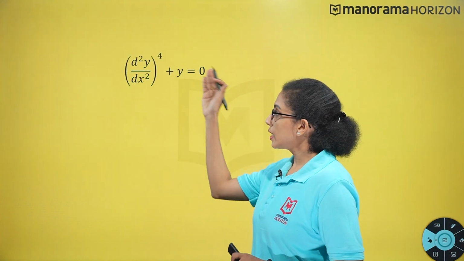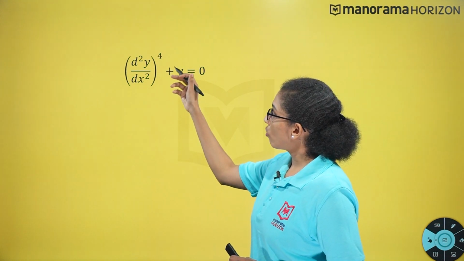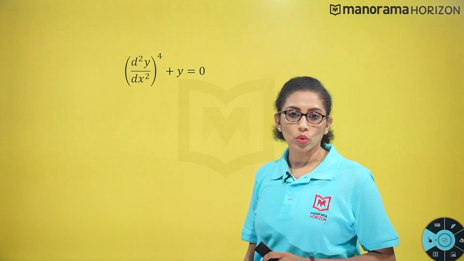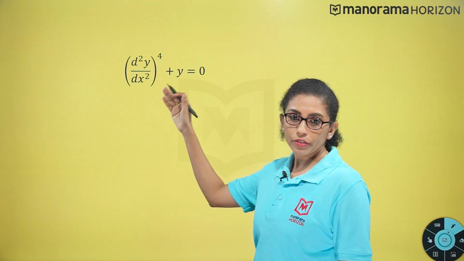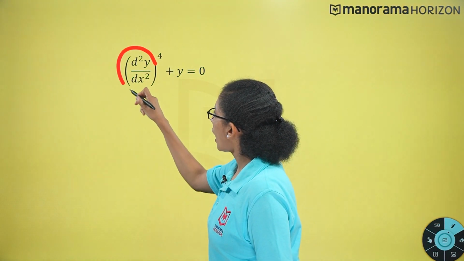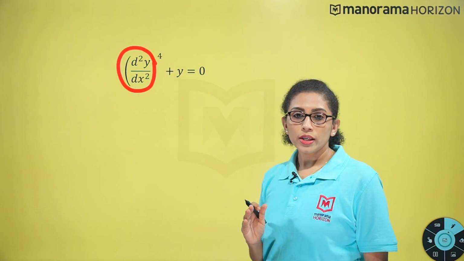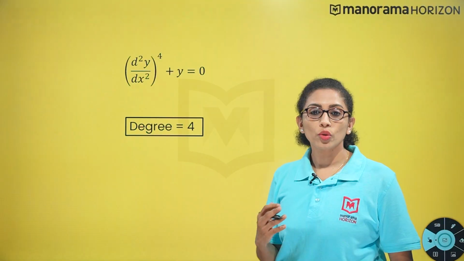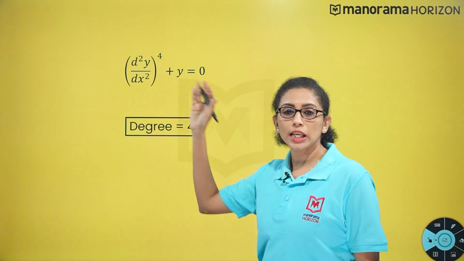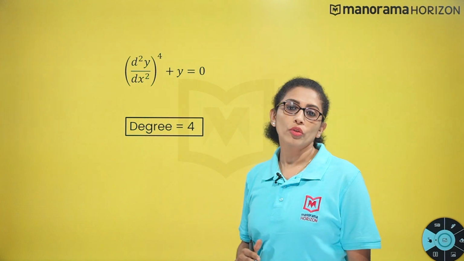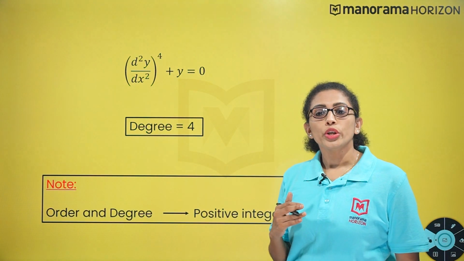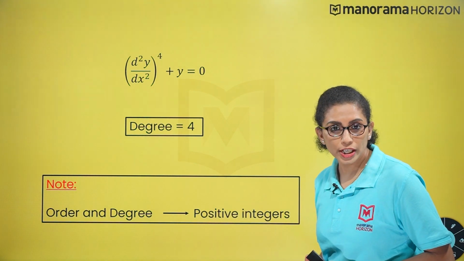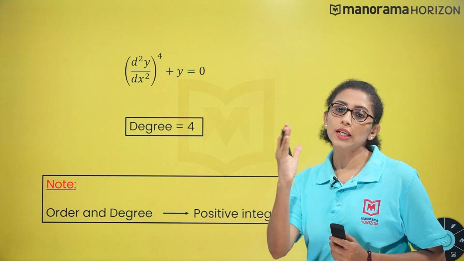Now in the second example, d square y by dx square the whole raised to 4 plus y is equal to 0. Here the highest order derivative is d square y by dx square. Now what is the degree? The degree here is 4. So we can say the degree of this differential equation is 4. Also you might have noted that order and degree of a differential equation are always positive integers.